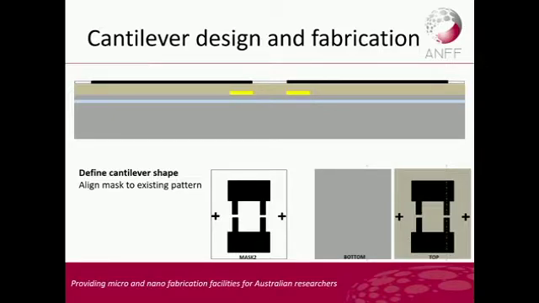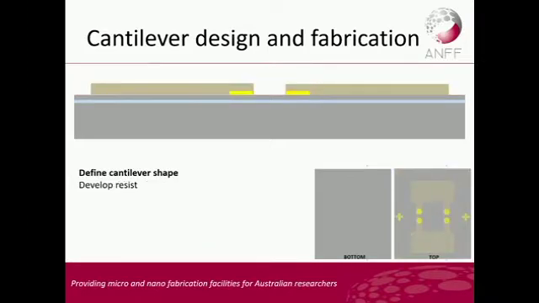And this is going to define the outline of the cantilevers here. I've shown the alignment marks here, but really they're at the edge of the wafer. So again, we expose to UV, and it now becomes soluble in this part, this part, this part. And then we develop it, and we're now ready to do a DRIE. So we're going to define the shape of the cantilever now.